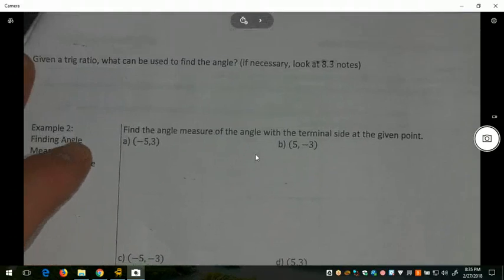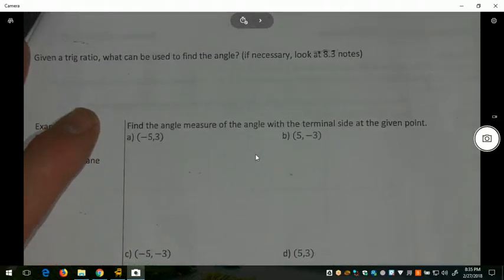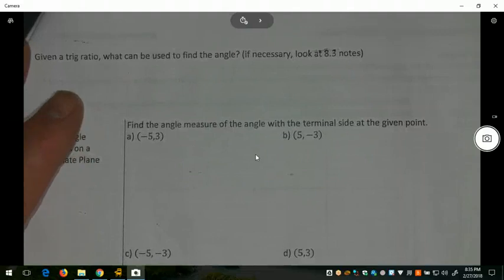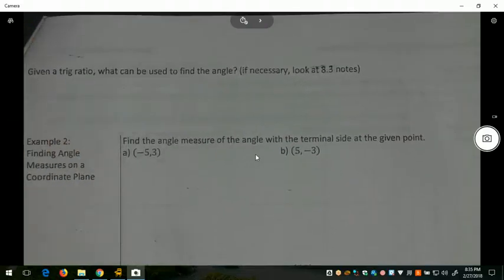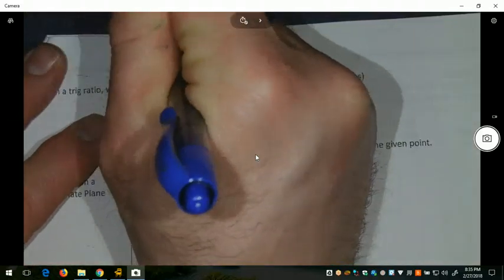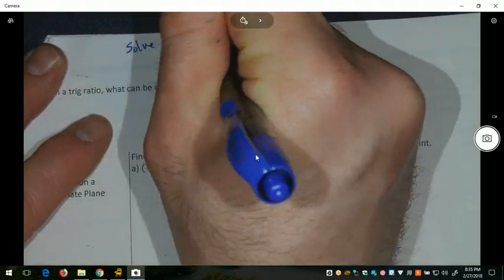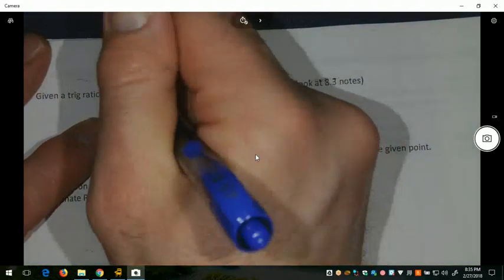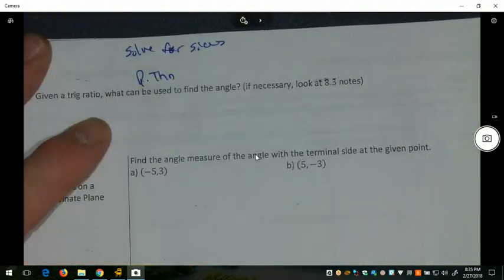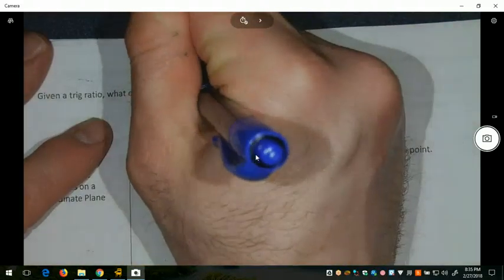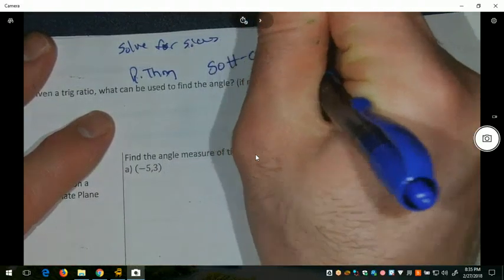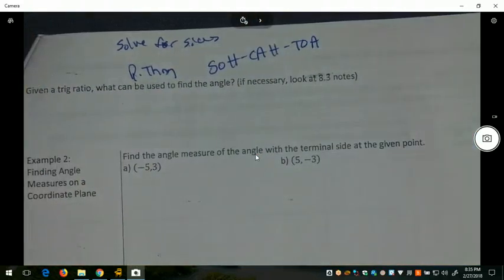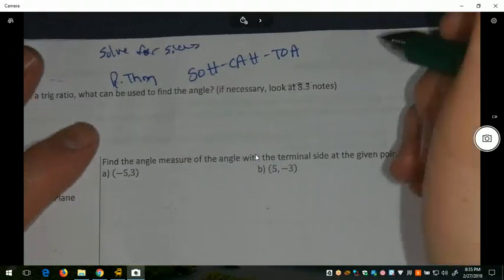Given a trigonometric ratio, what can be used to find the angle? Well, if you know the trig ratio, there's a very specific thing. But I like to say, how do we solve triangles? Well, you know to solve for sides that there's two things in your toolbox that you can use. If you are given two sides already, you can use the Pythagorean theorem if it's a right triangle, of course. It has to be a right triangle for that to work. Or you can use SOHCAHTOA if you are given an angle and a side. And we've reviewed this several times in class, so everyone should be pretty solid on that. If not, go back to lesson 8.3.